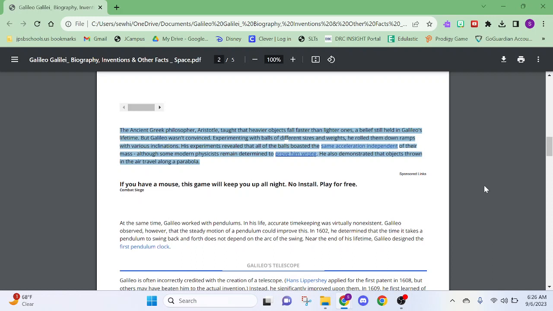His experiments revealed that all of the balls boasted or had the same acceleration speed independent of their mass. Basically, that's a really fancy way of saying it didn't matter how big the balls were, they went down the ramp at the same time. Although some modern physicists remain determined to prove him wrong, he also demonstrated that objects thrown in the air travel along a parabola. Now, a parabola is something you can ask Mr. Boston about. It's basically an arc.